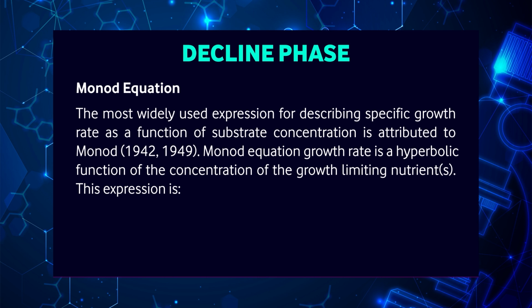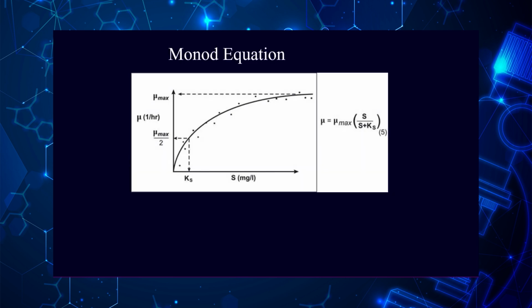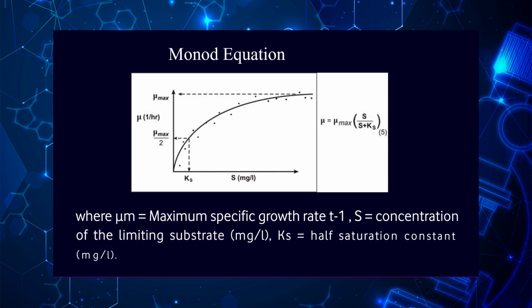Now finally, moving to the Monod equation, the most widely used expression for describing specific growth rate as a function of substrate concentration is attributed to Monod. In the Monod equation, the growth rate is a hyperbolic function of the concentration of the growth limiting nutrient, and the expression is mu equals mu max times S by S plus Ks. Here is the Monod equation. You can calculate mu max and Ks, the Monod constant, using this equation, where mu max is the maximum specific growth rate, S is the concentration of limiting substrate in mg per liter, and Ks is the half saturation constant or Monod constant.